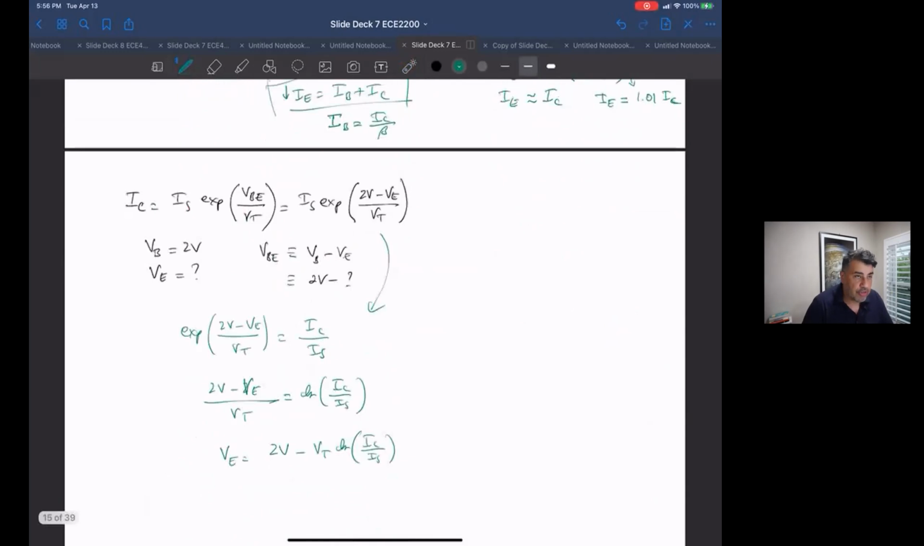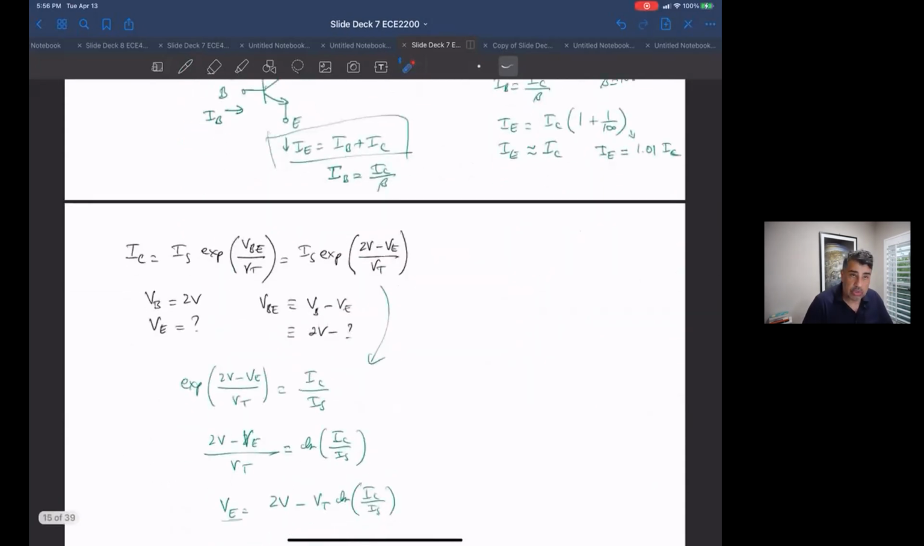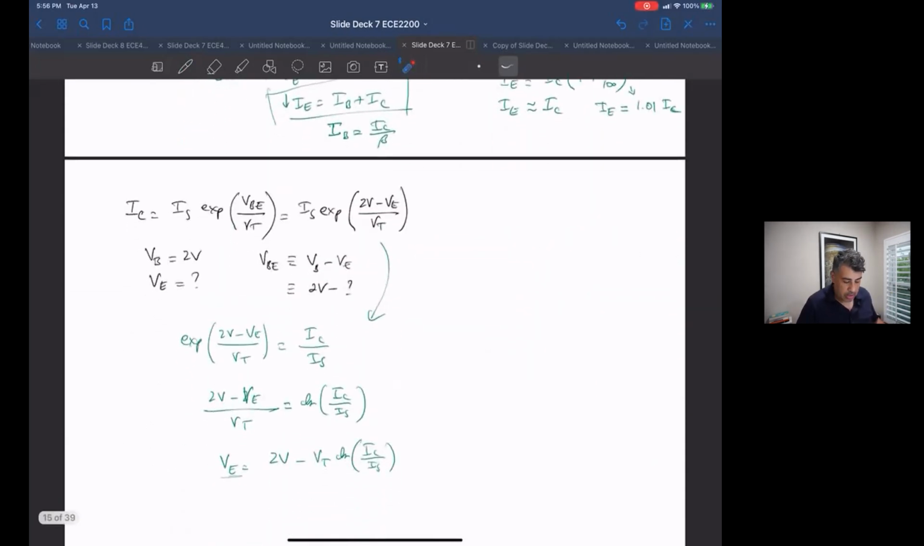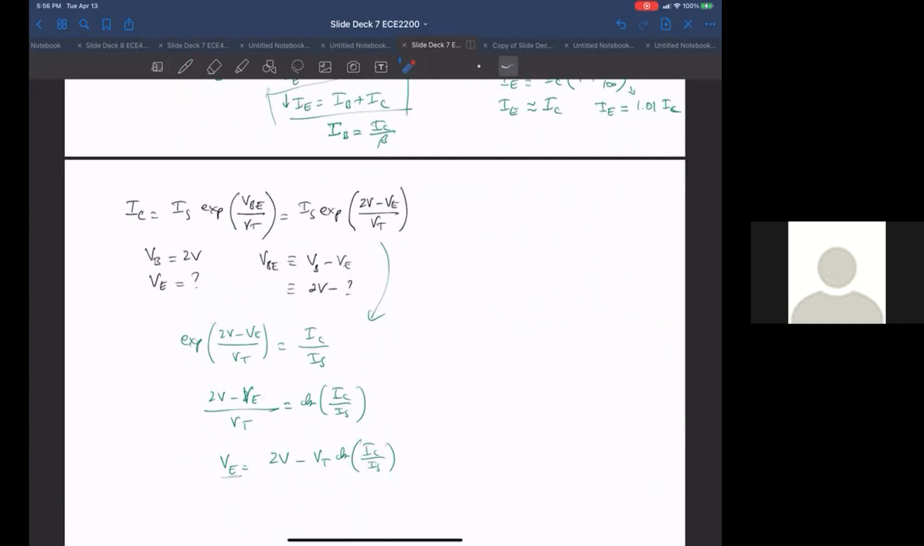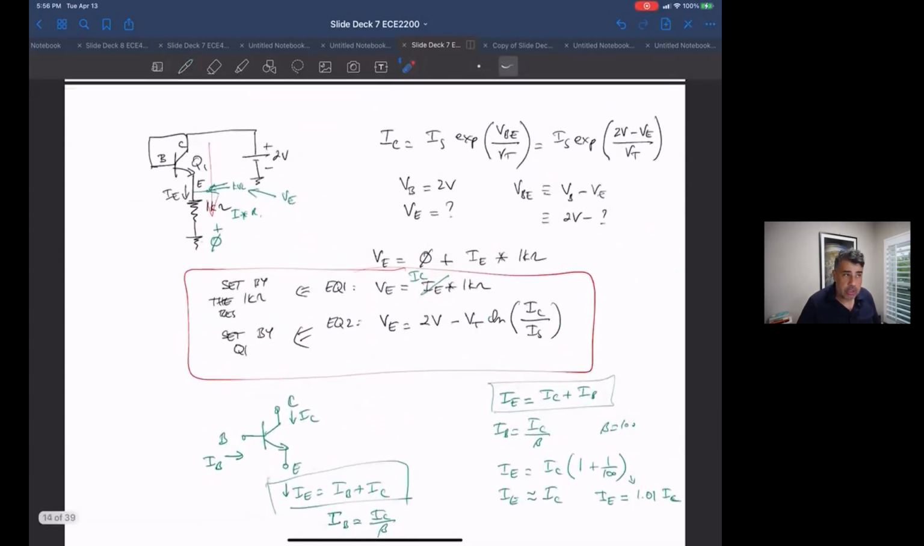So I'm just moving stuff around. I just wanted to get 2 equations, both of them in terms of VE. So it's pretty obvious what we're doing: we have these 2 unknowns and 2 equations, so I just moved it around. Does that make sense? Yeah, that makes sense. Okay. Any other questions, guys?